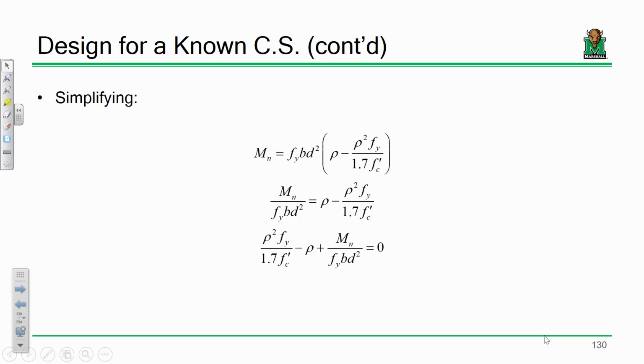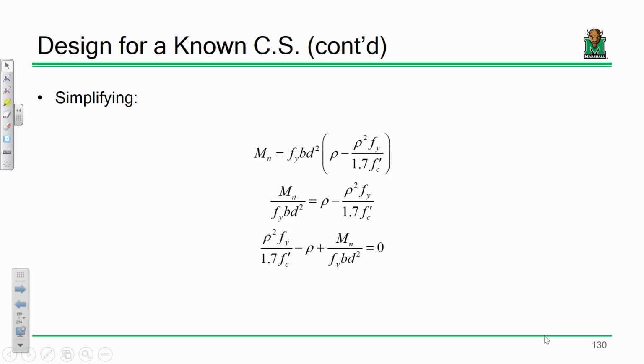And that equation right there may look kind of messy, but think about what's going on. I've got a pile of junk times rho squared plus a pile of junk times rho plus another pile of junk equals 0. And I can start filling this in, right? Because the pile of junk times rho squared is fy over 1.7 f'c, and this is minus 1, and this is Mn over fy b d squared, but it should be somewhat recognizable, right? That's just a quadratic equation, right? Pile of junk times rho squared plus a pile of junk times rho plus a pile of junk. So you could sort of treat it as ax squared plus bx plus c equals 0, only instead of x we're solving for rho, right?